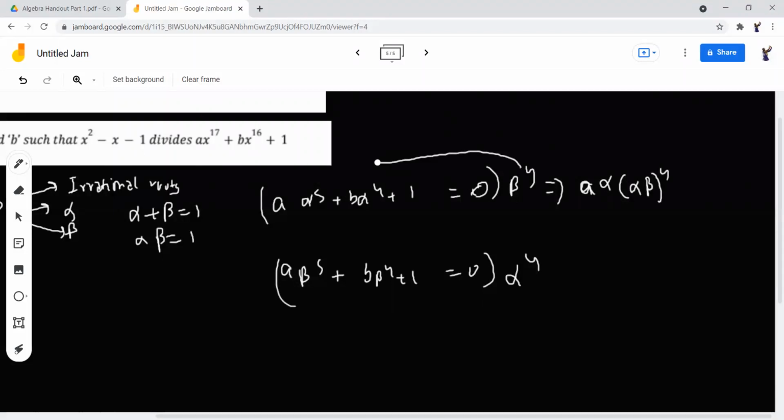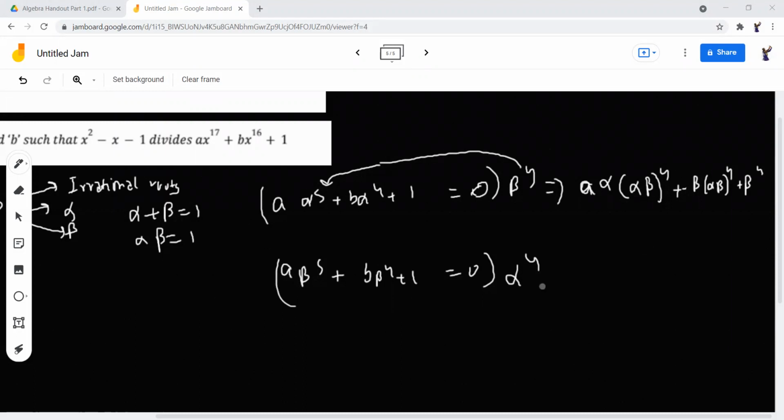See, when this gets multiplied here, I'm taking alpha power 4 and beta power 4 together, and B alpha power 4 plus beta power 4, sorry, and this becomes plus B alpha beta whole power 4 plus beta power 4. This is what I get when I multiply the whole equation by beta power 4.